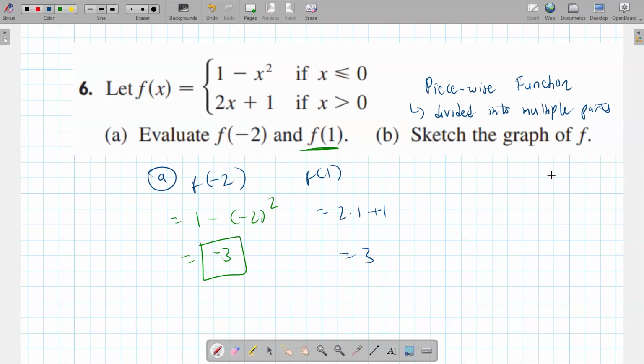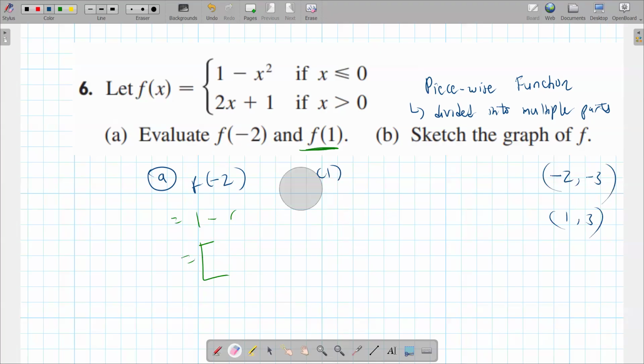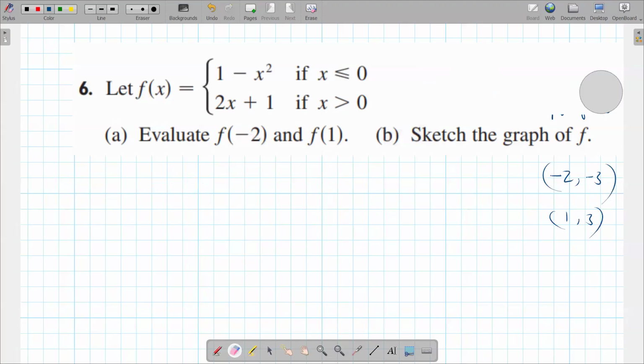Okay, so I'm just going to leave these values in here so we can use them. So sketch the graph of f. Cool. Where you want to start off in a question like this, when there's multiple parts, is the point where they're divided, or at the point where they split up.